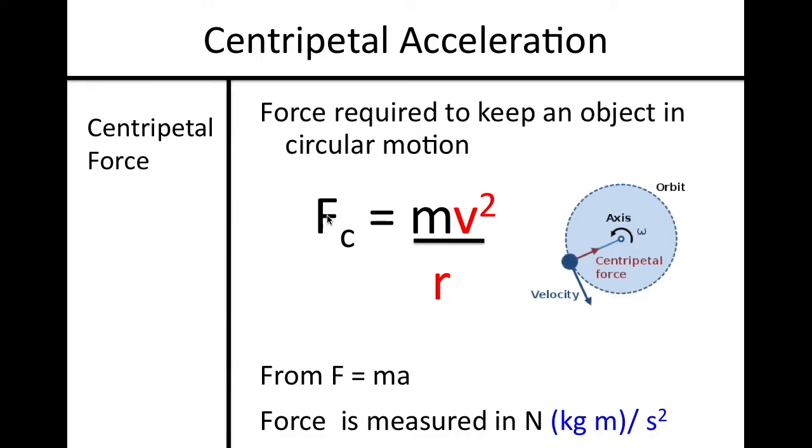Remember that the centripetal force, denoted by the big F sub c, equals mass times velocity squared all over r. This equation comes from force equals mass times acceleration, where the acceleration here is v squared over the radius to denote that we are going in a circular motion. Remember that force is measured in newtons, which is a kilogram meters per second squared.